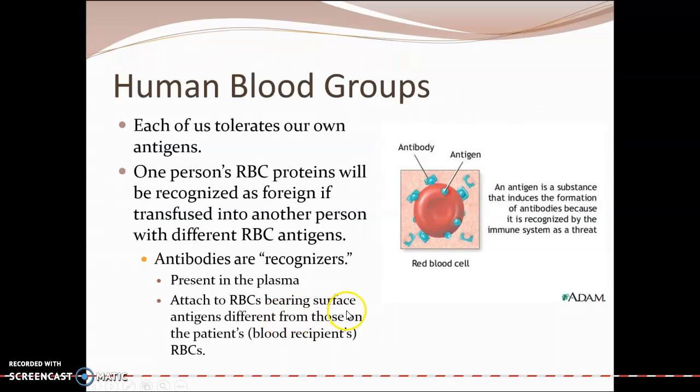So we're going to look at how that works here in a second, but you can see here's the red blood cell. They have all these antigens on there, and then you have antibodies floating around in your plasma also that determine and make sure that you have the proper type of red blood cell in your body.